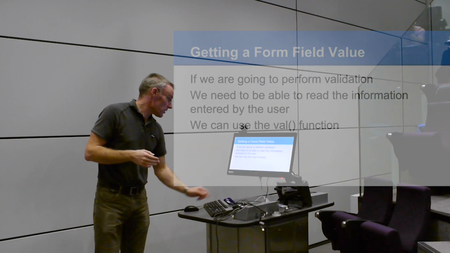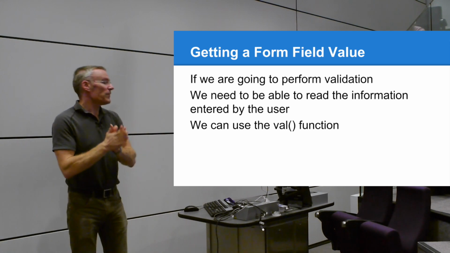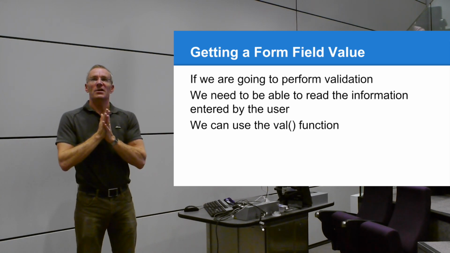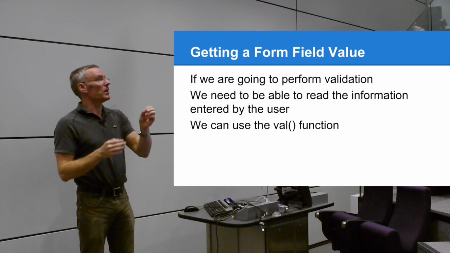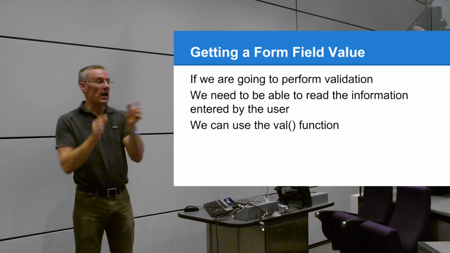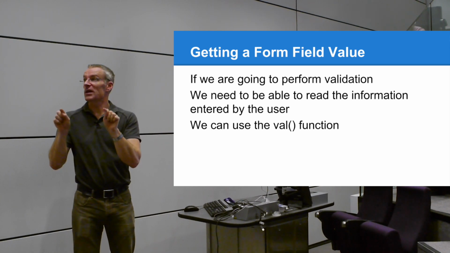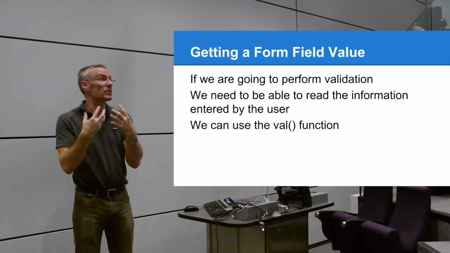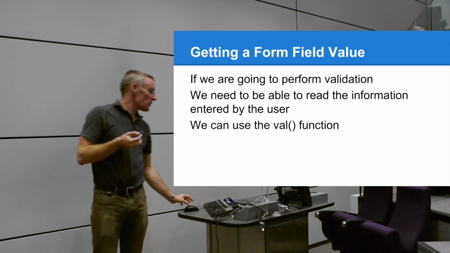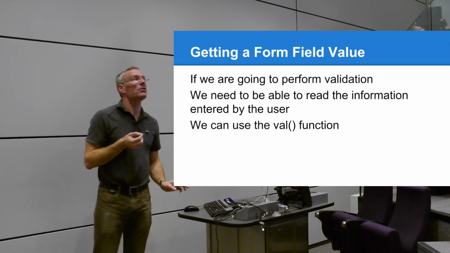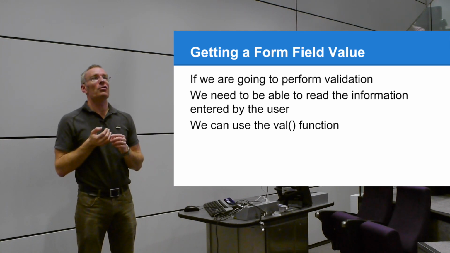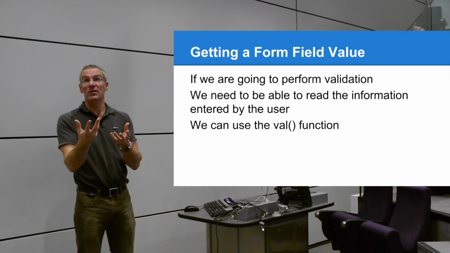So let's have a look at the field value. What we need to do is, when we blur that field, we need to retrieve whatever they've typed into that box. Whatever that field contains, we need to retrieve it. And to do that, we have a special function called val. If you call a val function on a form element, it gives you whatever the user's entered.